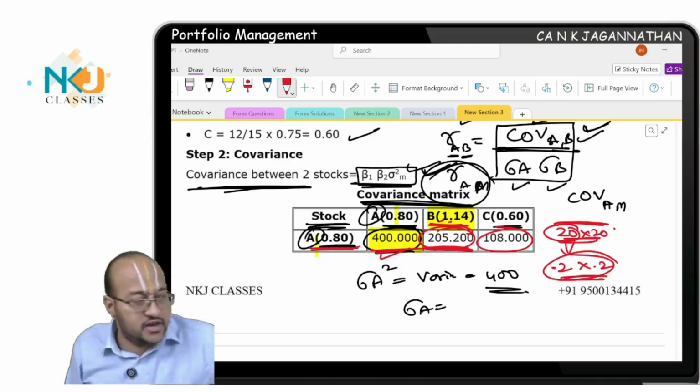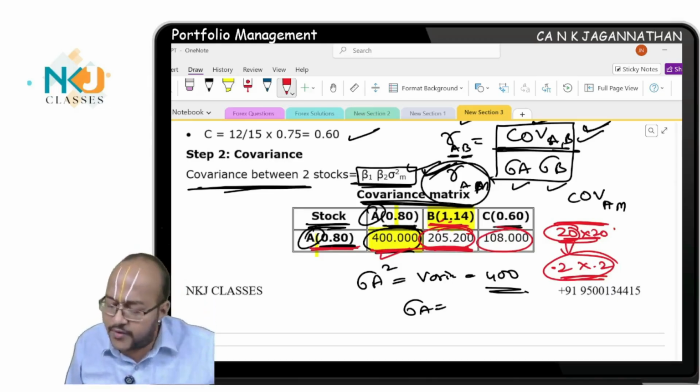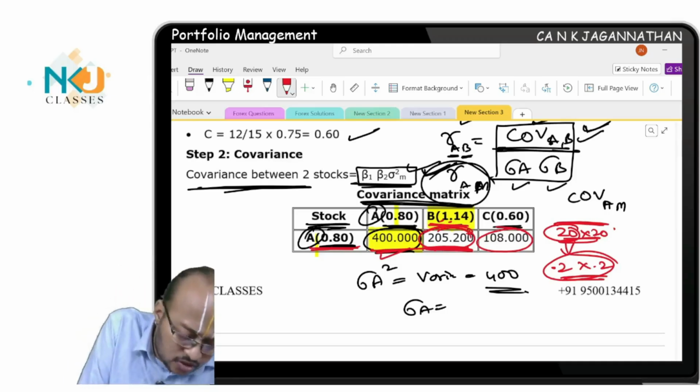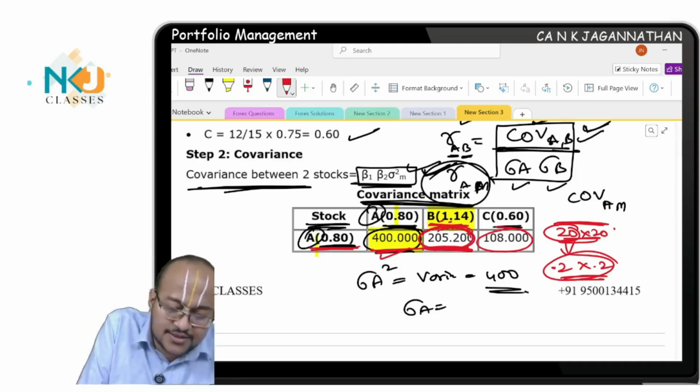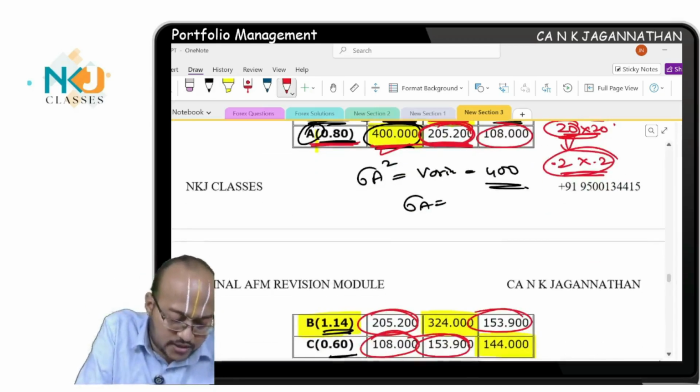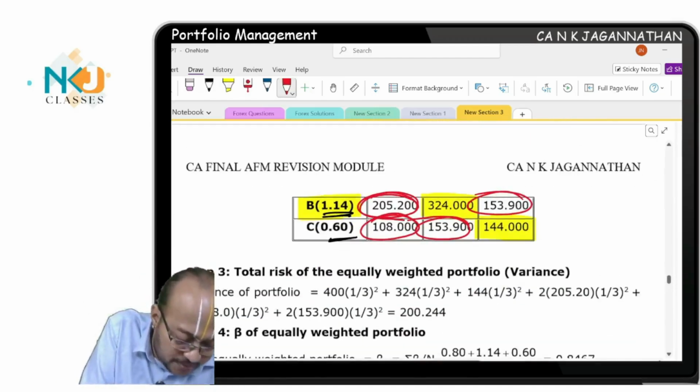Now, they have taken a total basis. I told you, percentage terms, they are not 225 into 1.14 into 0.8. How much are you getting? 205.2. This only is there in this column. Okay, the 205.2. Here also the same 205.2.